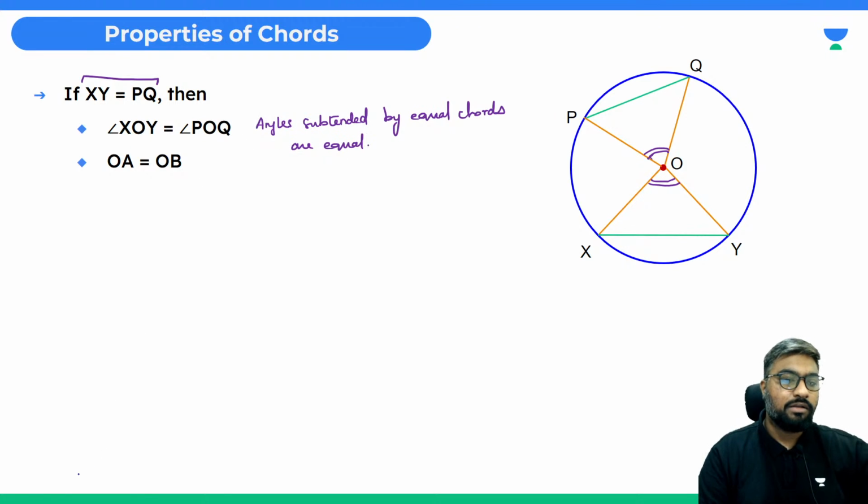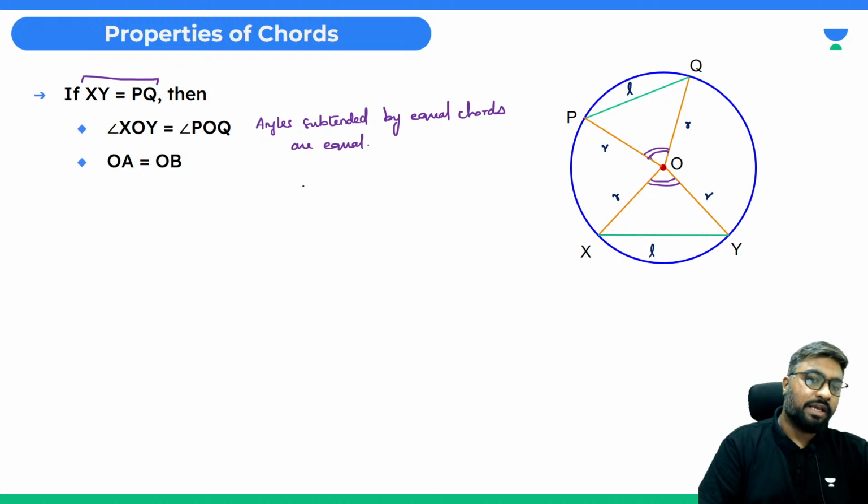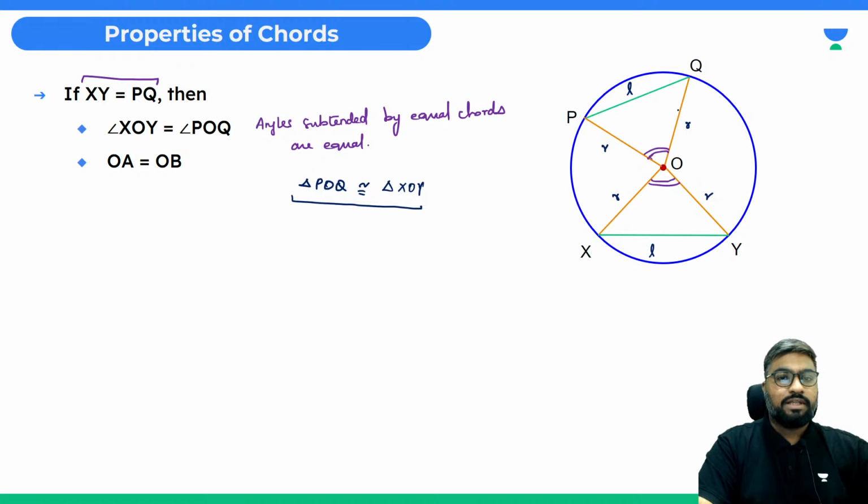Why are they equal? You can prove it by congruent triangles. This is radius, this is radius, this is radius, this is radius. This is the length of the chord, let's say L, and since XY and PQ are the same, these are congruent triangles. Triangle POQ is congruent to triangle XOY. Moreover, this is an isosceles triangle, so this angle and this angle will be equal. Same way, this angle and this angle will be equal. Area of this triangle and area of this triangle will also be equal.